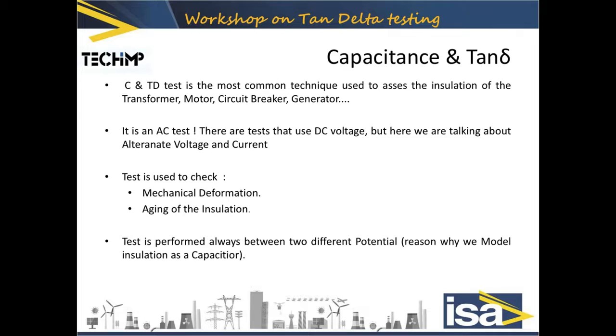So we use this test to see if our asset has had some mechanical deformation, and to see what is the state of our insulation, how old is our insulation, and how much more time do we have until it fails. So this test will help us, for example, to do some predictive maintenance. It's also important to emphasize that the test is always performed between two different potentials, and here we are starting to introduce the concept of capacitor. Why are we mentioning capacitor here?